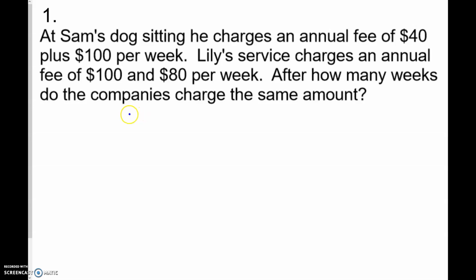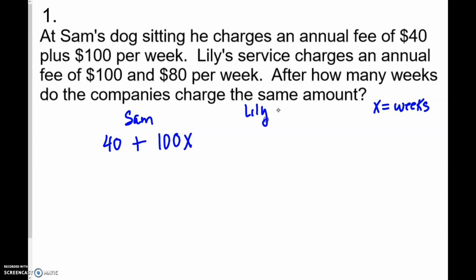All right, so we've got Sam's. Sam's fee is $40, and then they actually say plus, so $100, and remember when it's per week, that's when we put an x. So in this particular problem, x is going to stand for the number of weeks that you need dog sitting services. All right, so that's Sam. Now Lily, let's see, they charge a $100 annual fee, but then they only charge $80 per week. After how many weeks do the companies charge the same?